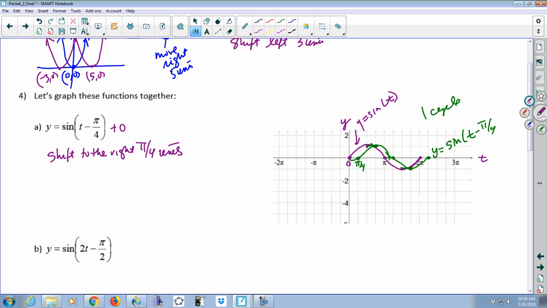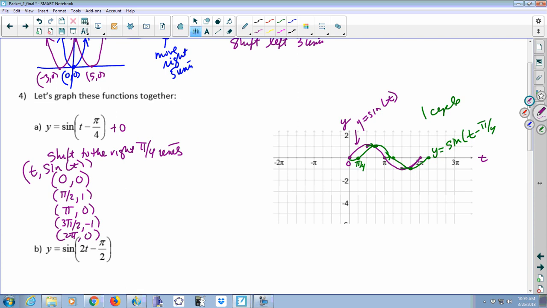Okay, again, you could have said, you know how we used to do this in 107? We would start with some key points on our graphs. So we have 0, 0. We have pi over 2, 1. We have pi, 0, 3 pi over 2, negative 1, and 2 pi, we're back to 0. This is on our sine function, right? So this would be t comma sine of t.